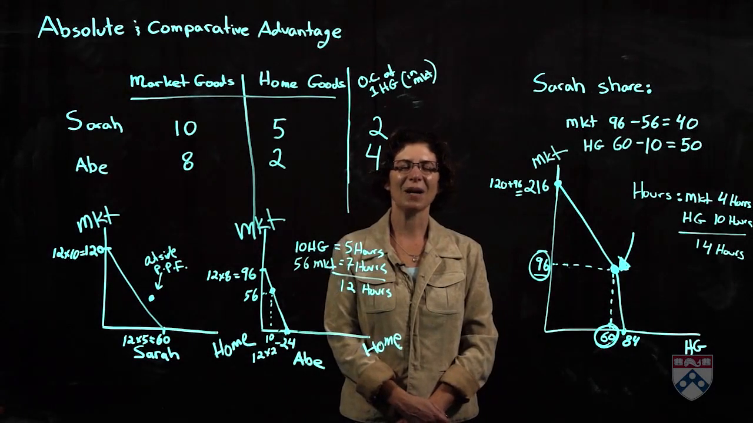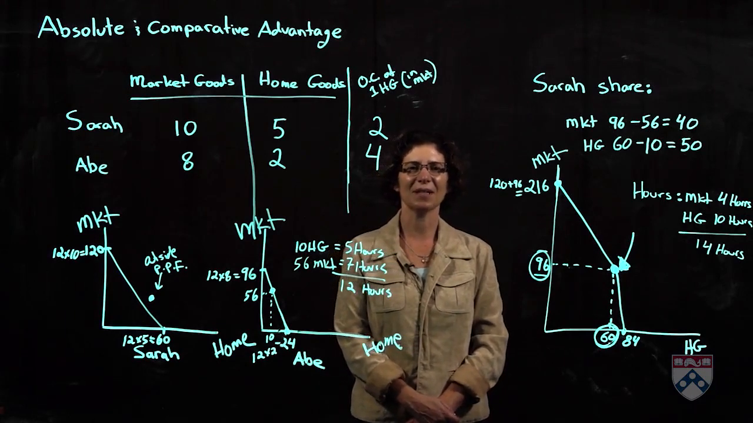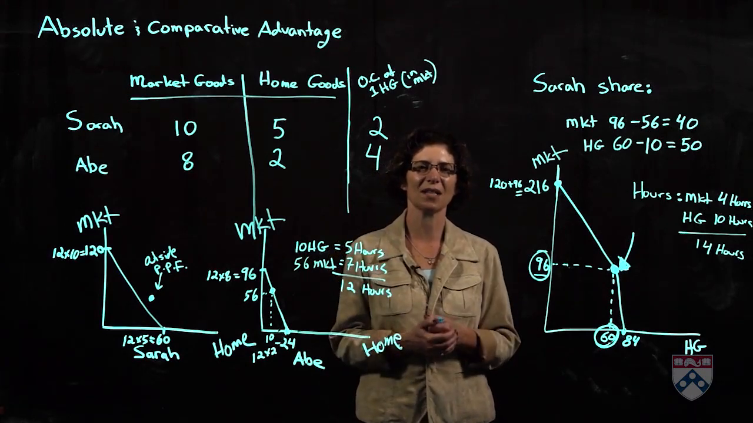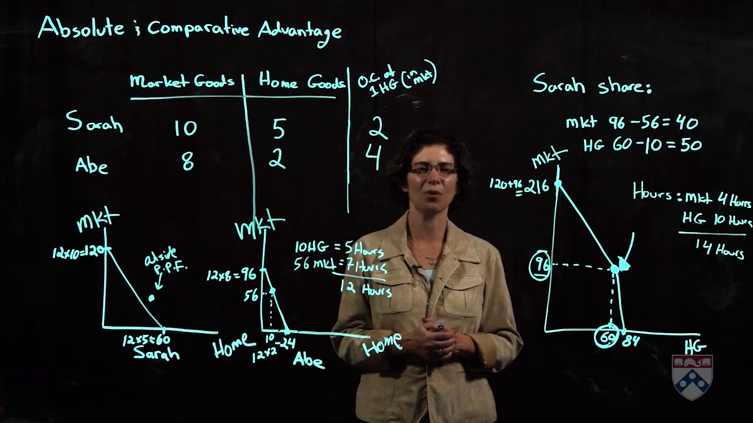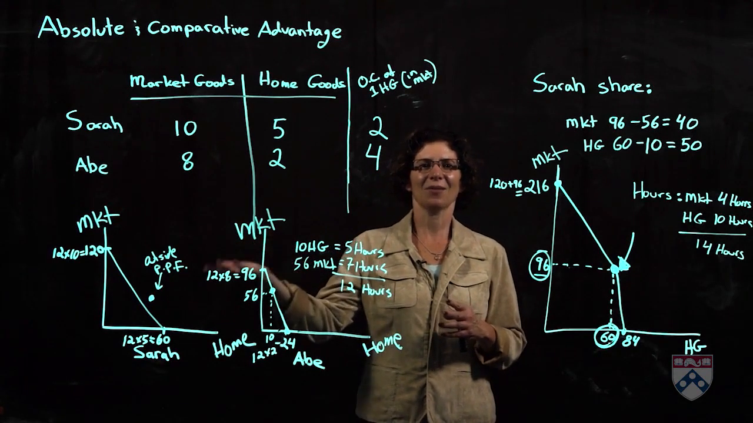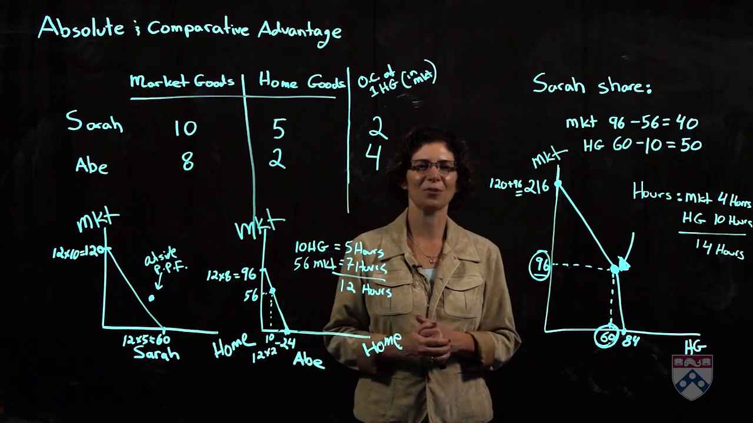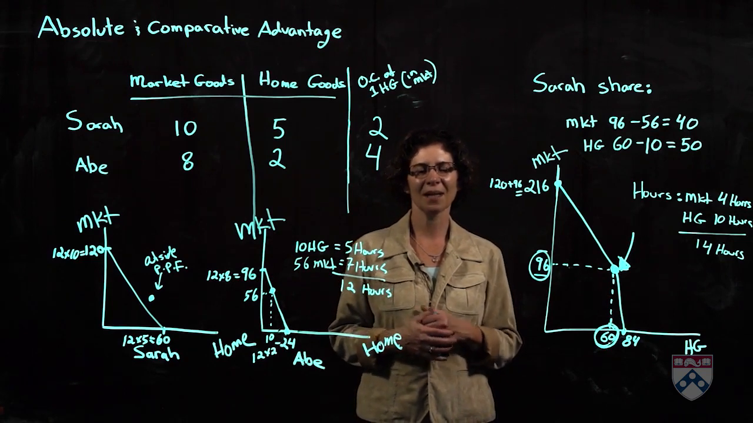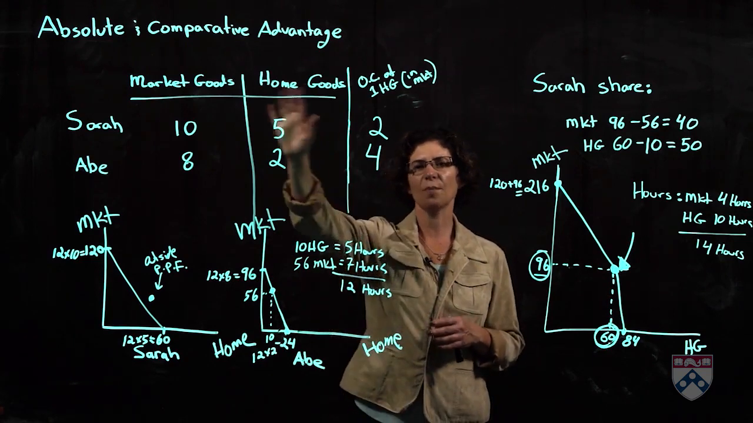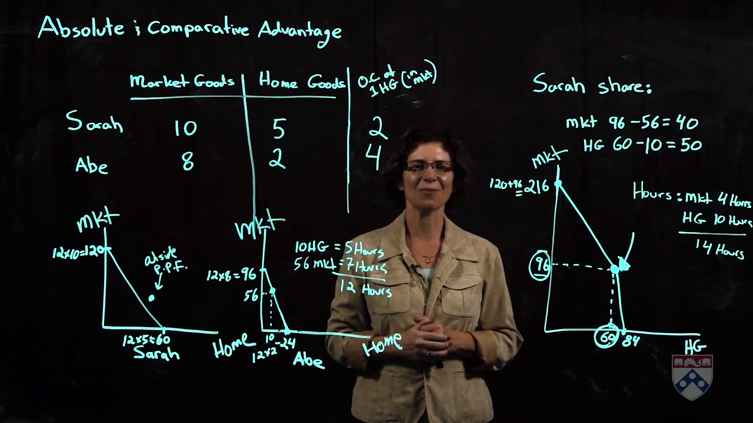So how was this possible? How could Abe and Sarah combine their resources and produce at a point that suddenly lies outside one of their individual production possibility frontiers? To understand that, we have to go back to our original data that we have here.